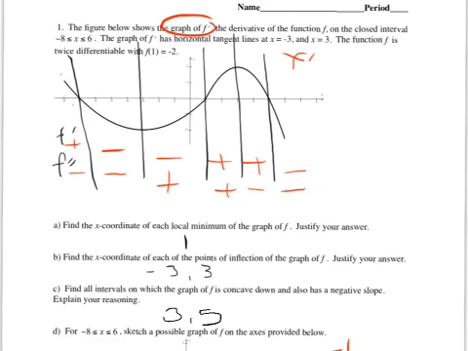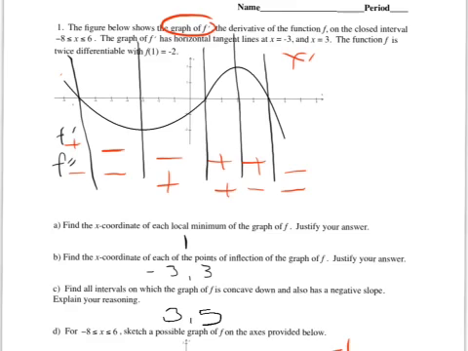Part B is asking find the x-coordinate of each of the points of inflection of the graph of f and justify your answer. So at what 2 points does f double prime change its signs? The answer is -3 and 3. At -3 f double prime is positive, and at positive 3 f double prime is negative. So those are your points of inflection of the graph of f.